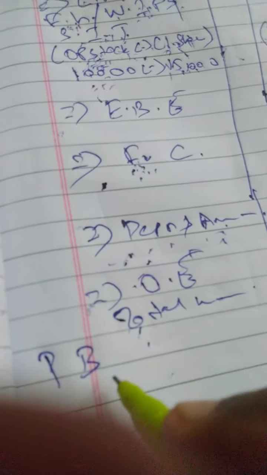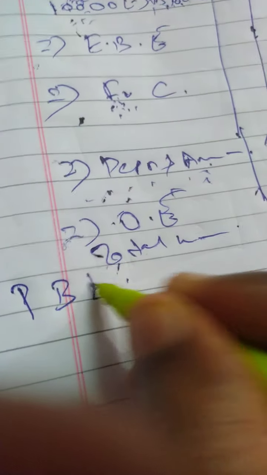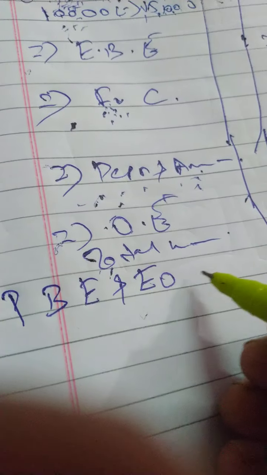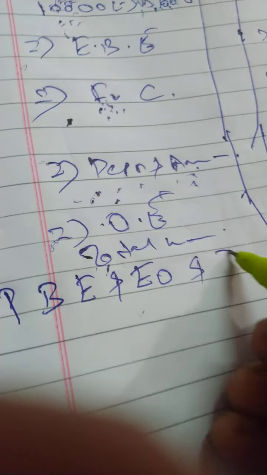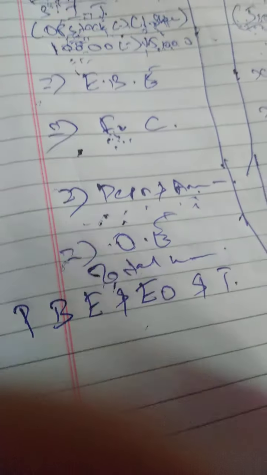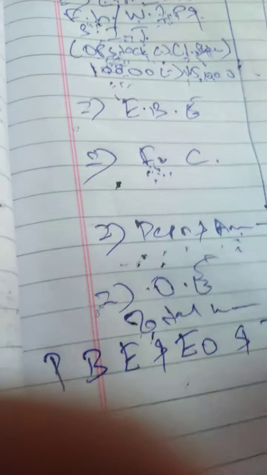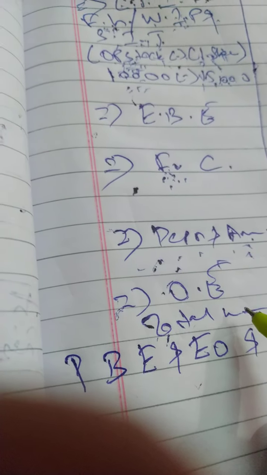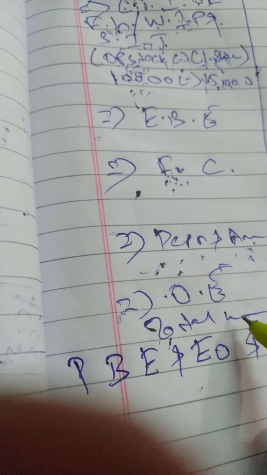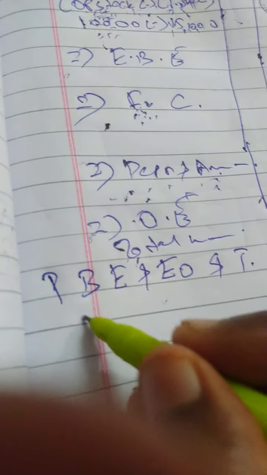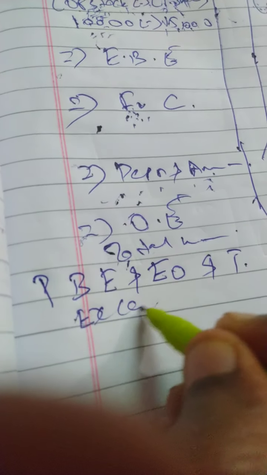profit before exceptional and extraordinary items and tax. After minusing, revenue minus expenses equals profit before exceptional and extraordinary items and tax. Then what is the next item? As per the format, for exceptional items I have to do an adjustment.